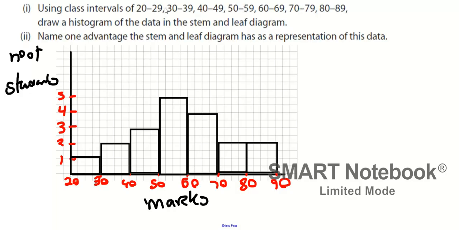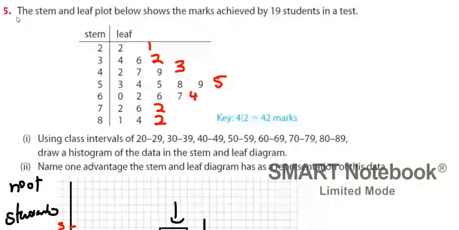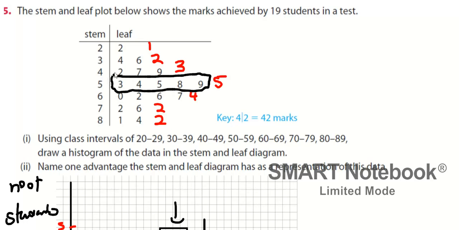Pause there. Name one advantage the stem and leaf has compared to the histogram. Well, in the histogram, you don't know the individual scores, do you? Would that make sense? I don't know the individual scores, but in a stem and leaf, I know that in this row here, the first person got 53, the second person got 54, 55, 58, and 59. That makes sense? So it actually stores more information. That cool? All right. Question 6 now.